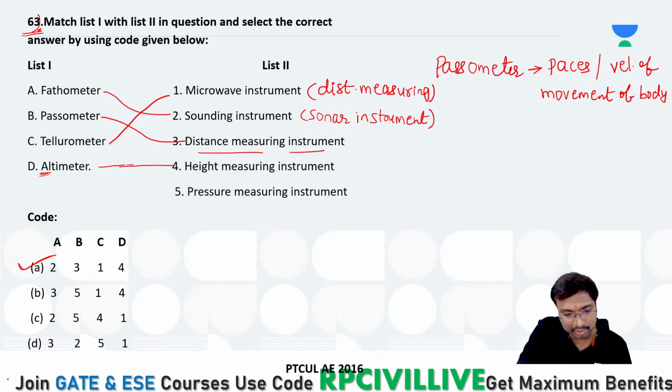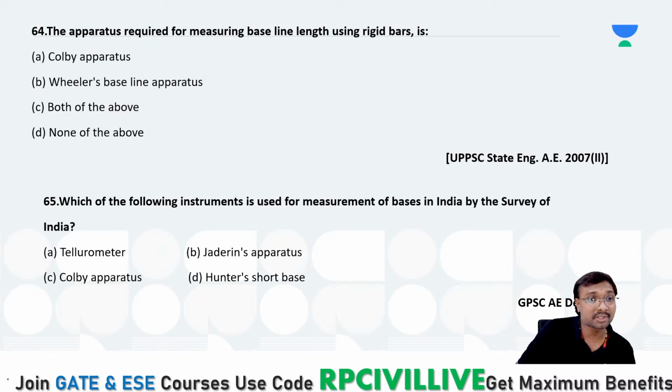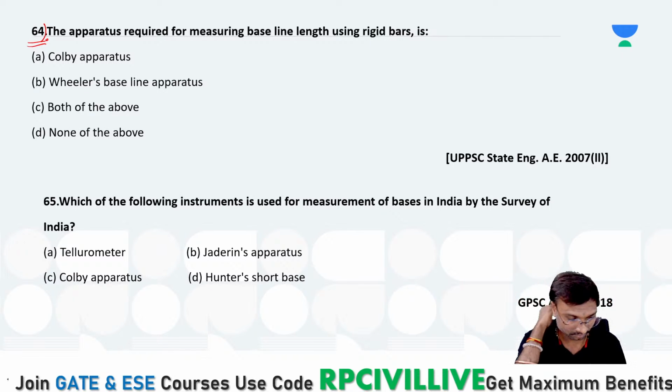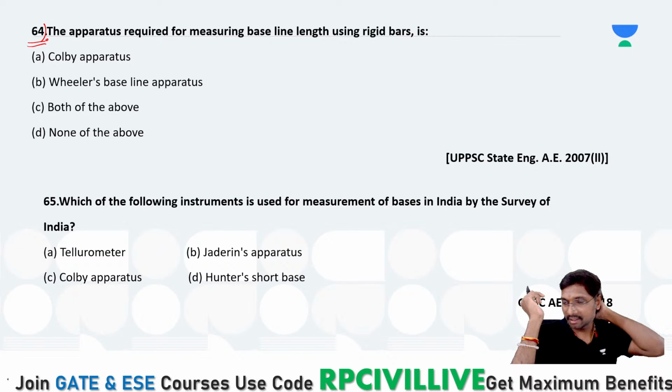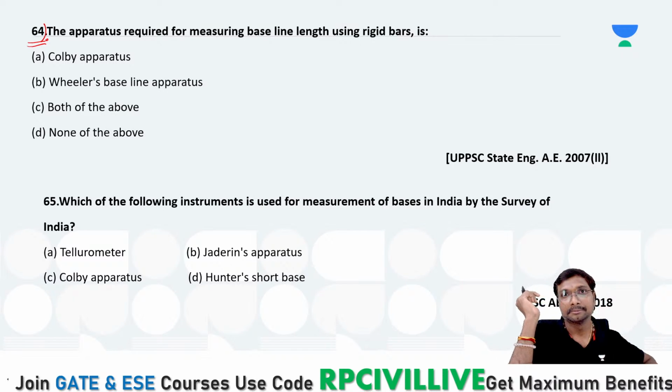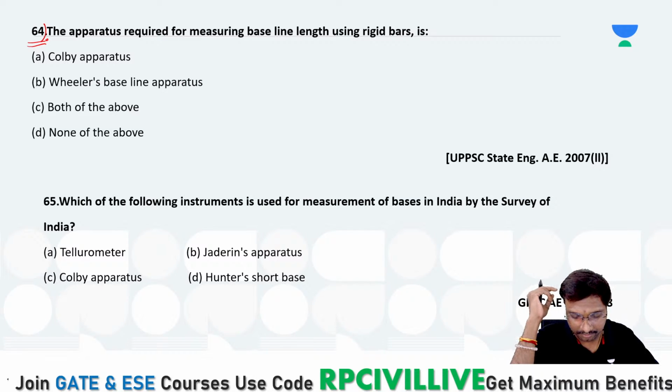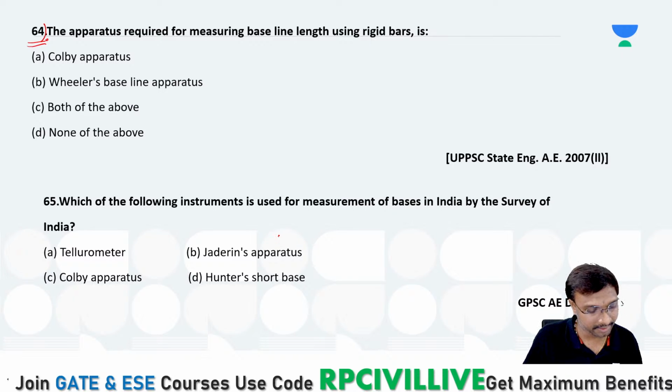Shall I move to the next question? 64th question. Try to select the answer for this 64th question, all of you. C. Yes, Diksha and Leena said C, and Naveen said B.